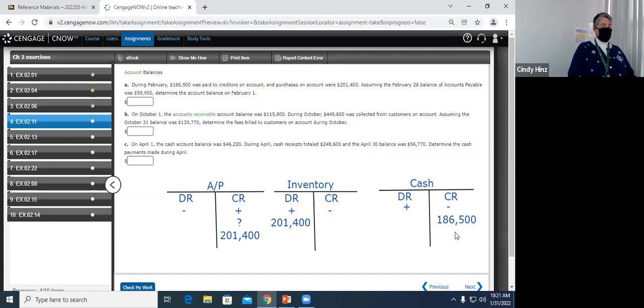Is our accounts payable liability going to go up or go down? Do we owe more or less? It's going to go down. We're going to owe less. We just paid off part of what we owed. So accounts payable is a liability. It has a normal credit balance. To show that it went down, we're going to debit accounts payable.